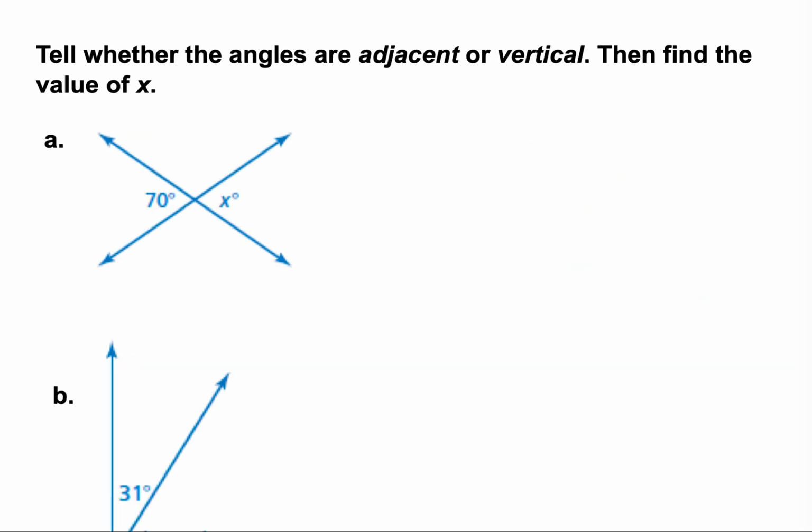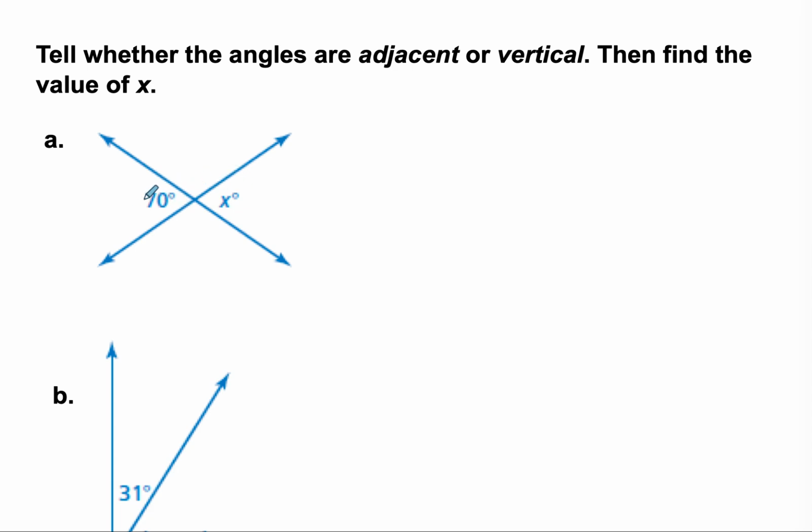All right, let's go ahead and take a look at our next one here. Okay, so for the next type of problem, they're going to show you two angles, and then you're going to say adjacent or vertical, and then you're going to solve for the missing angle. So let's start with A.